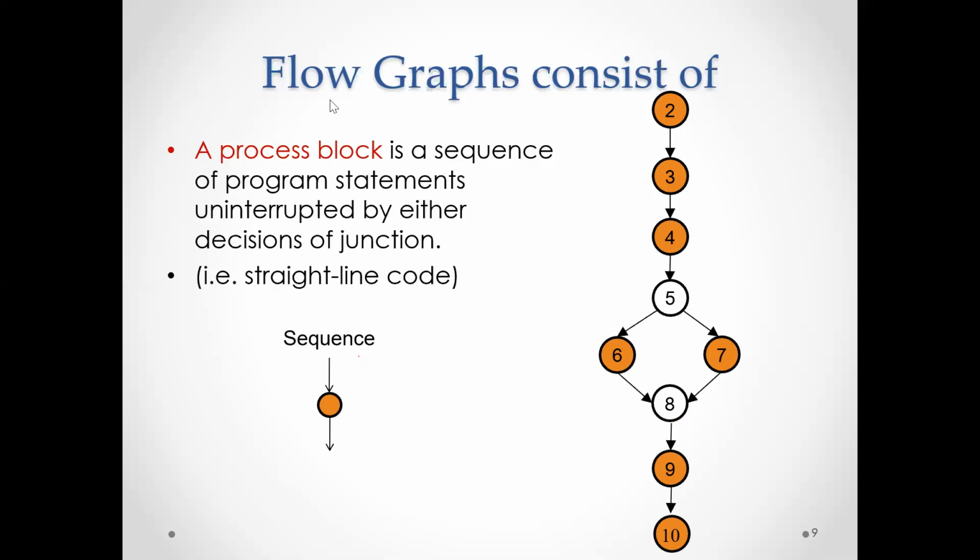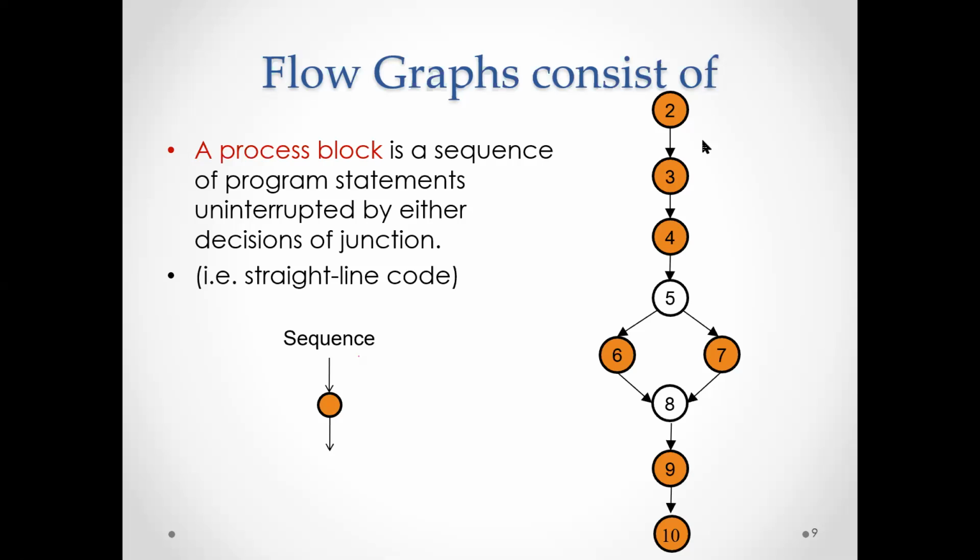The next one is flow graph. Flow graph consists of the following things. Next one is process block. What is this process block? Apart from your junction, apart from your predicate, whatever the rest of the nodes are, that is nothing but your process block. That is your sequential flow.